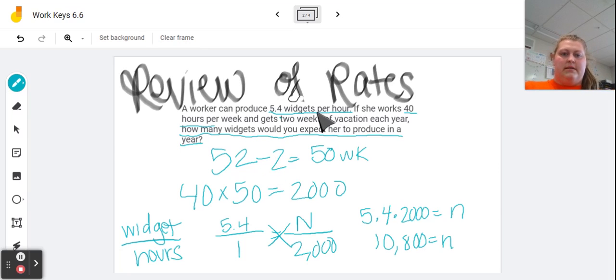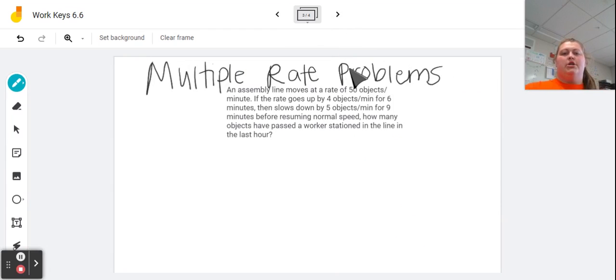And this was a rate problem because it has the word per, and I'm trying to figure something out that is a rate of something. So now, these are your story problems that it might look like. So it says an assembly line moves at a rate of 50 objects a minute. If the rate goes up by 4 objects a minute for 6 minutes, then slows down by 5 objects a minute for 9 minutes, before resuming normal speed, how many objects have passed a worker stationed in the line for the last hour?